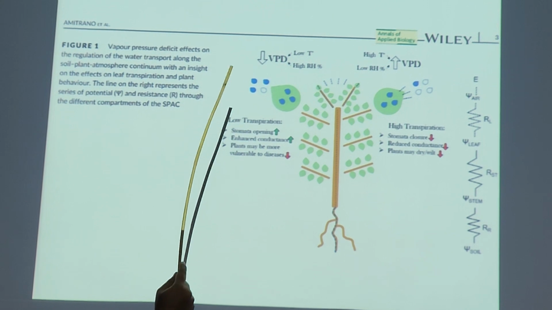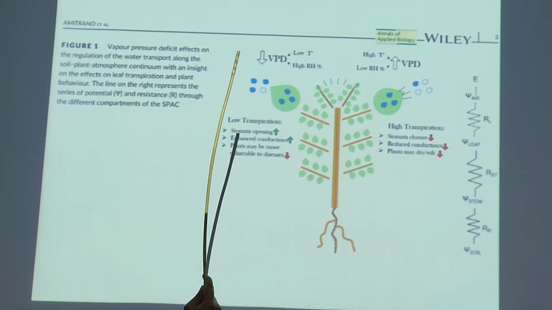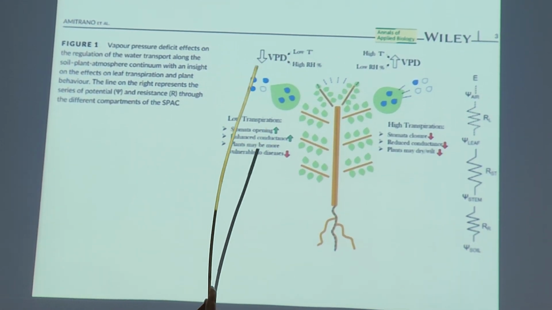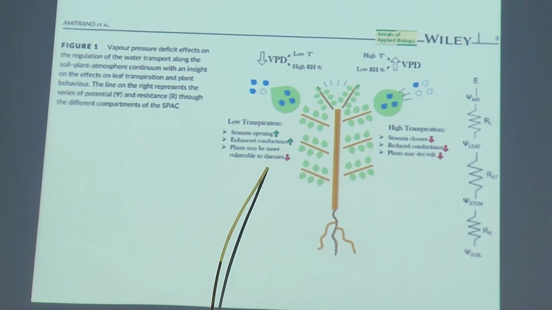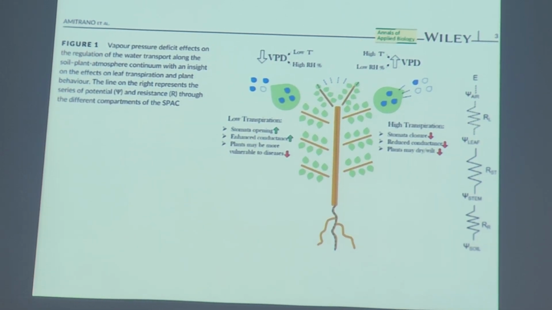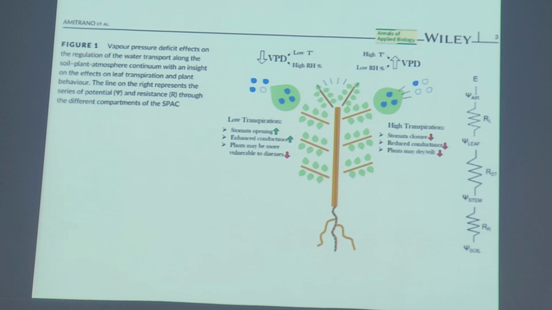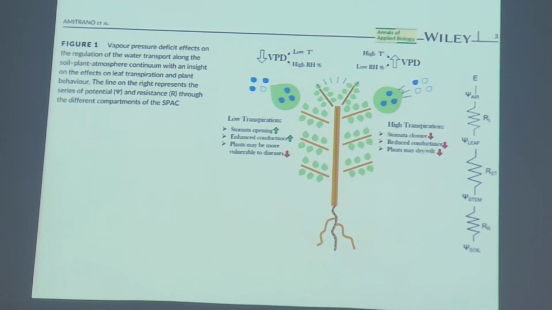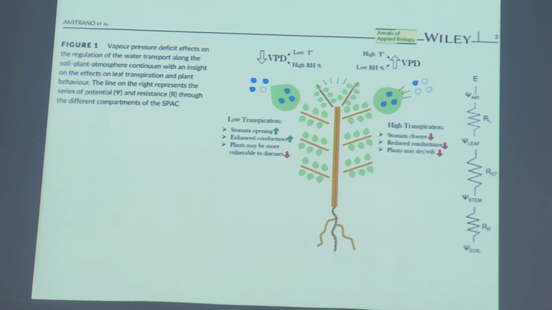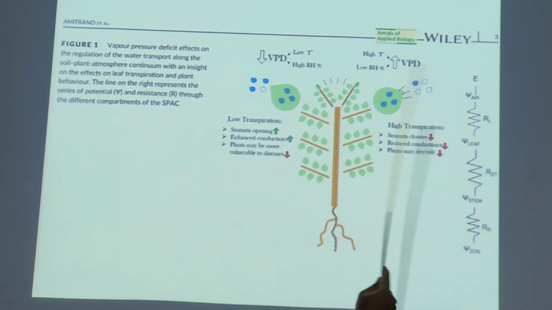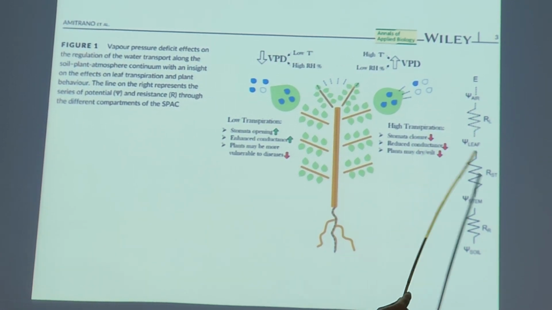lower VPD, low transpiration, which is good, enhances conductance, stomata openings. However, the plant may be vulnerable to disease. Why? Because the stomata open. Stomata are holes, okay, microscopic holes. When they are open, all the fungus mycelium can get into it, aphids and stuff. But when the VPD is too high, stomata close, the plants are protected. However, the conductance is low.